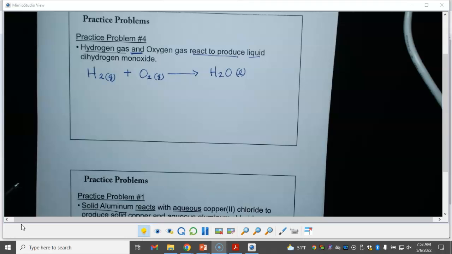I would say the times that you might need it, especially, is if you have a lot of elements and a lot of polyatomic ions to kind of keep everything straight. Okay, Lauren.